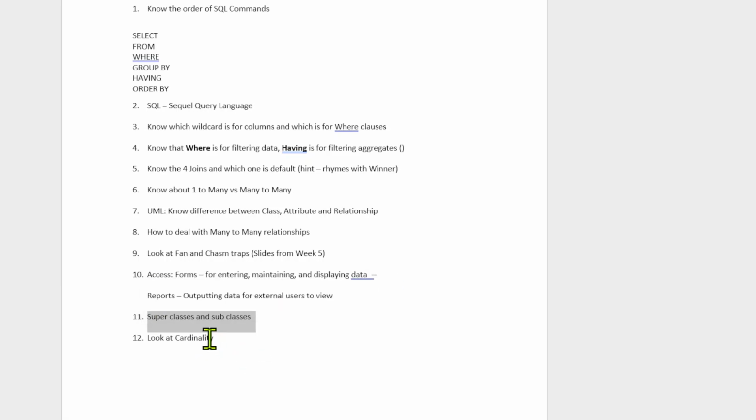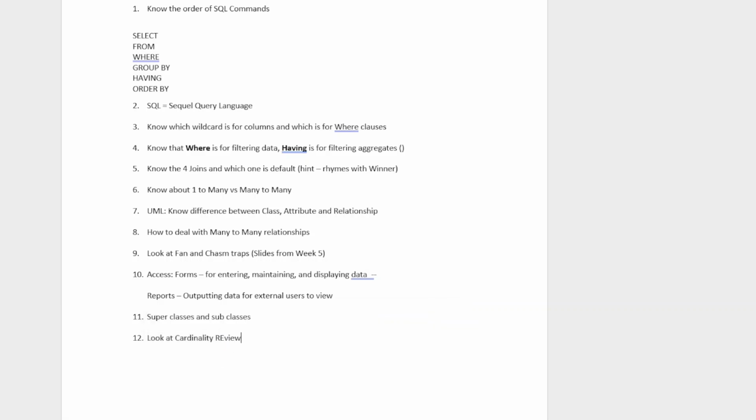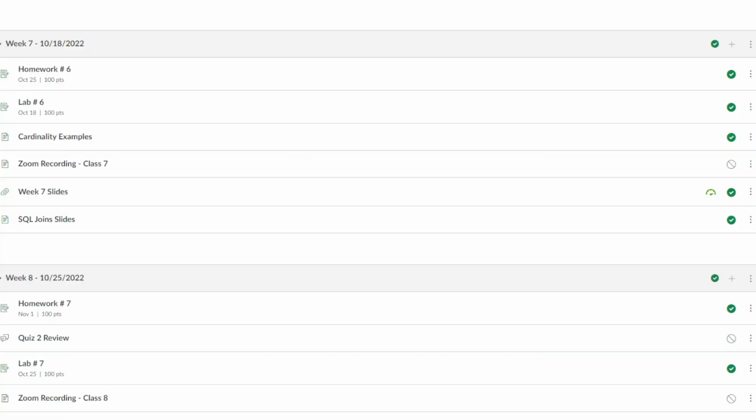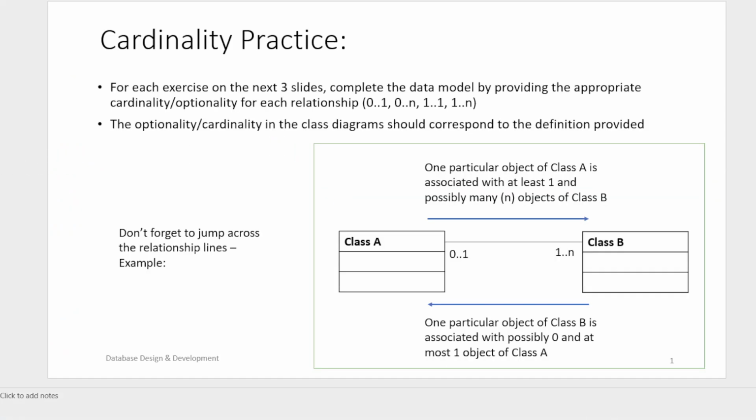Remember what superclasses and subclasses are. You could look that up, all the slides are available. And look at the cardinality review. Let me pull it up in case I'm completely lost. One second. That's right here, cardinality examples. It's in week 7. And if you weren't in class yesterday, then you didn't see it, but we kind of went over some of this. It's got some cardinality practice solutions, exercises to try. And if you're comfortable with these, they all make sense, if you can figure them out, go ahead and take the quiz because there are some cardinality questions on the quiz.